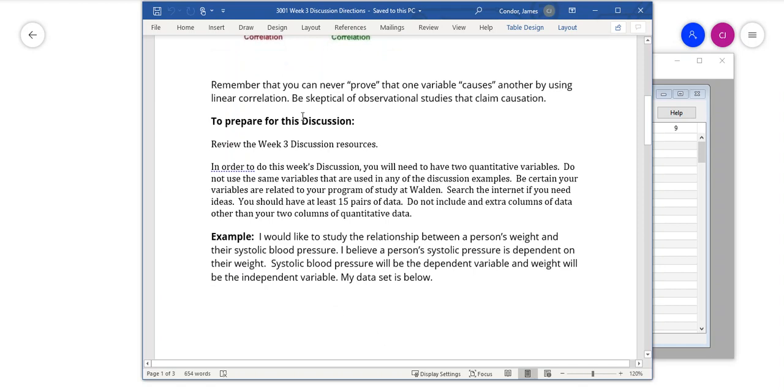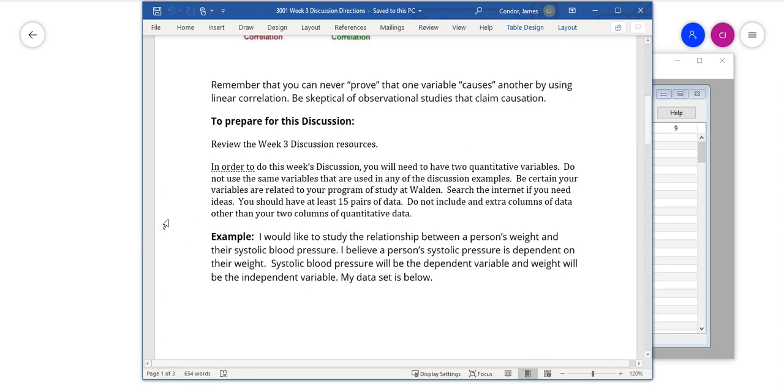So review the week 3 material. You've got nothing to post right away. Just make sure you look through the materials on correlation, learn about it, and then you're going to come up with 2 quantitative variables. Do not use any of the variables that were used in any of the discussion examples in week 1, 2, or 3. You're to go and find 2 variables related to your program of study. So whatever you're studying at Walden, whatever your program is, we're going to look into that area.